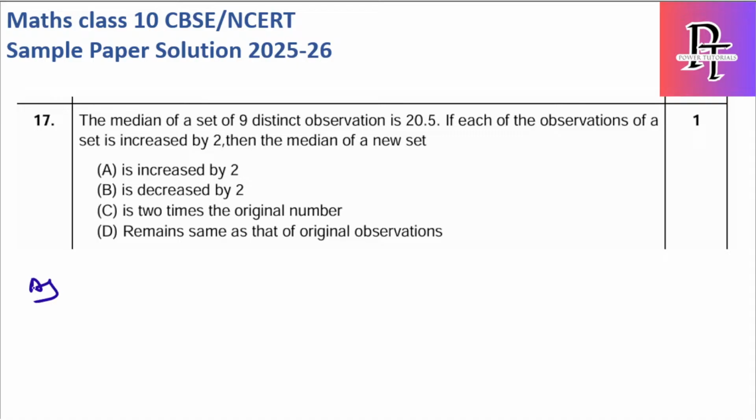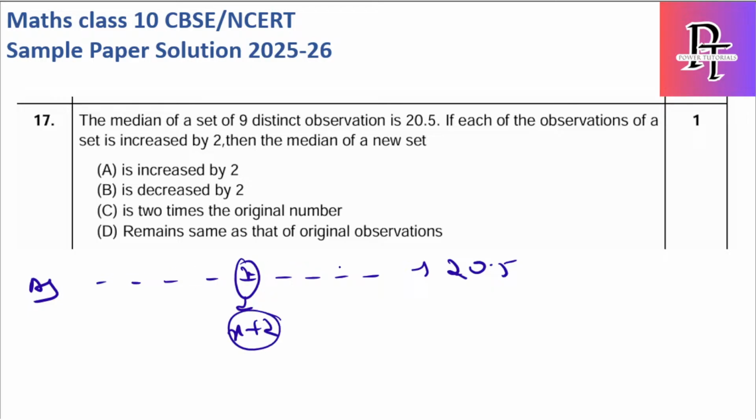The question says that the median of 9 distinct observations is 25. So we have 9 observations, 1, 2, 3, 4, 5, 6, 7, 8, 9, and for this the median is given as 25. What is the median for 9 distinct observations, irrespective of the values? It will be nothing but the mid value, which is this one. Now what is the second condition? Each observation of the set is increased by 2, so definitely this mid value also will be increased by 2. Previously it was x, now it becomes x plus 2.